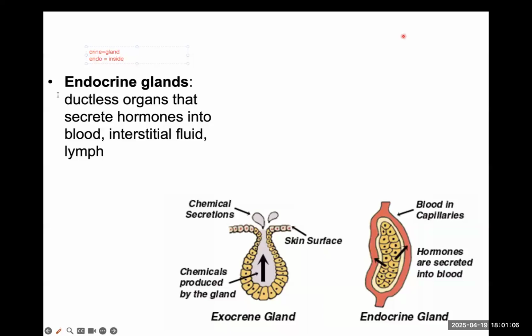So what is the inside of the body? Well, inside of the body refers to anything that's not in communication with the outside world. So that means there's not going to be any bacteria there. There's not going to be any air there. It's going to be a sterile environment. For example, inside your body, you have things like your blood.